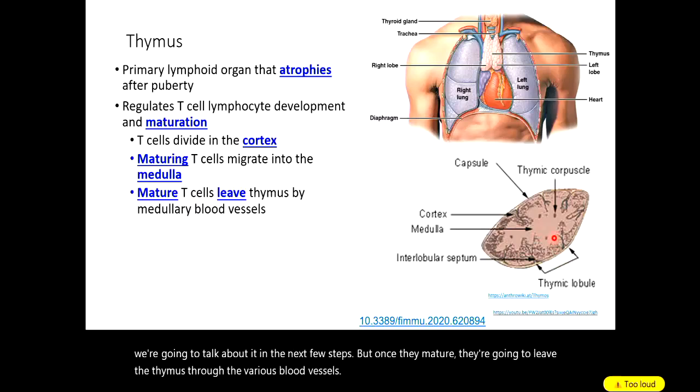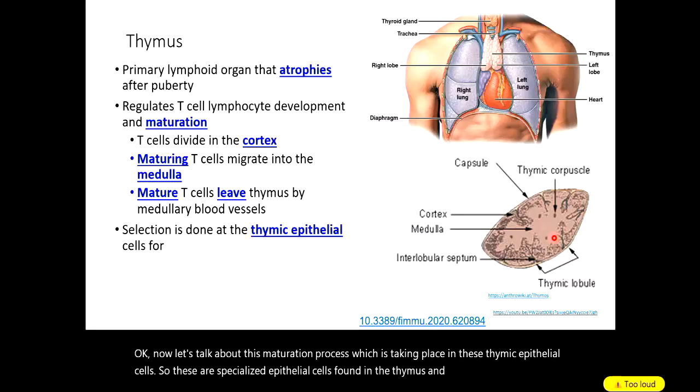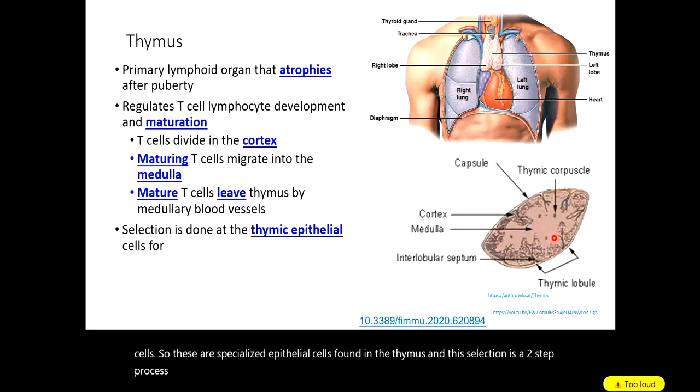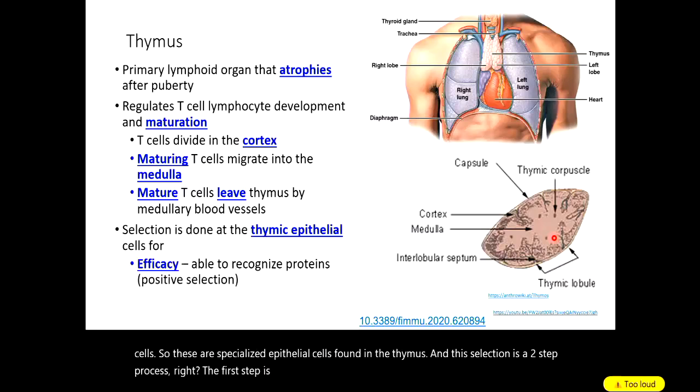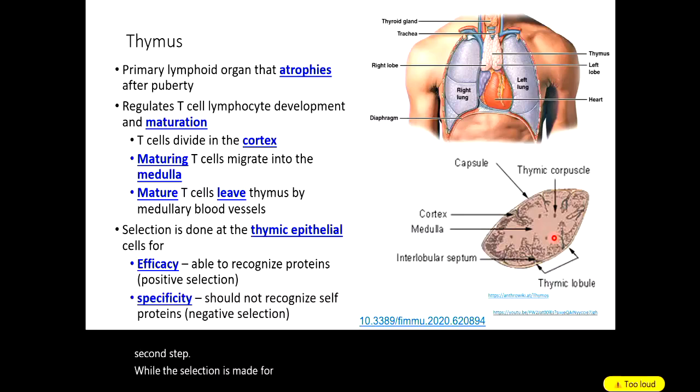Okay, now let's talk about this maturation process, which is taking place in these thymic epithelial cells. So these are specialized epithelial cells found in the thymus, and this selection is a two-step process, right? The first step is where selection is done for efficacy. The question is asked, are these cells able to recognize proteins? Yes, if they can recognize proteins, they can move to the second step, where a selection is made for specificity. Now in the second step, if the cells are found to identify the body's own proteins, then that's a problem, and those cells have to be terminated, right?